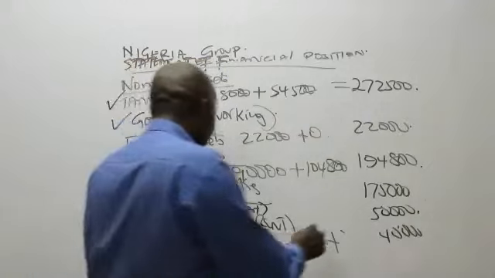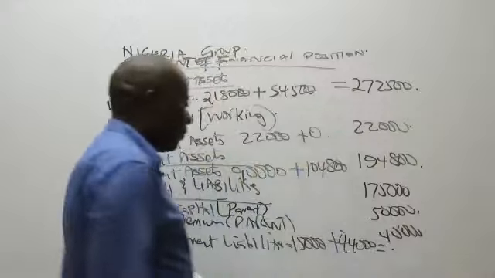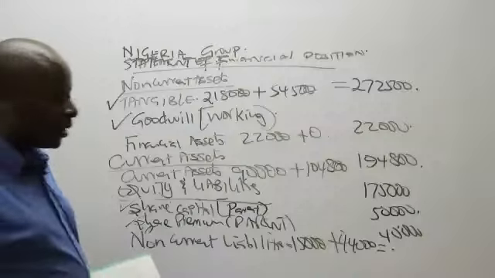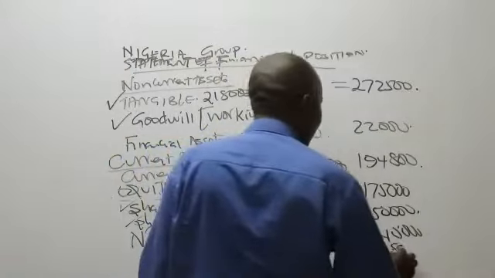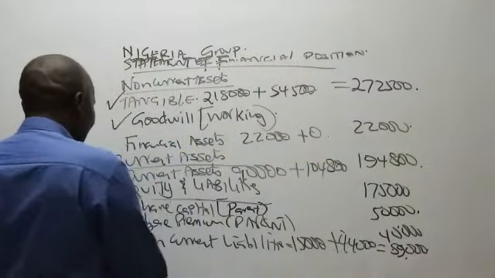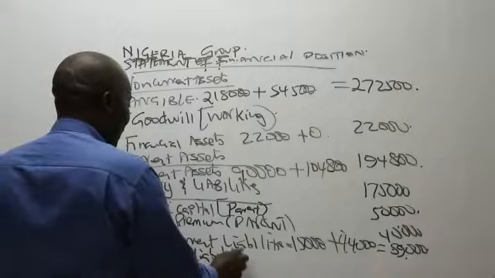So you tell me the current liability was 44,000. Please add for me, give me this: 15,000 plus 44,000 gives me how much? 59,000. Thank you very much. Now, the last one is the current liabilities.